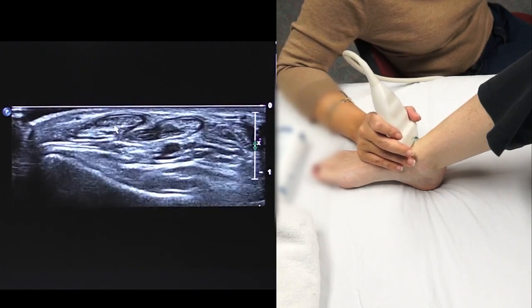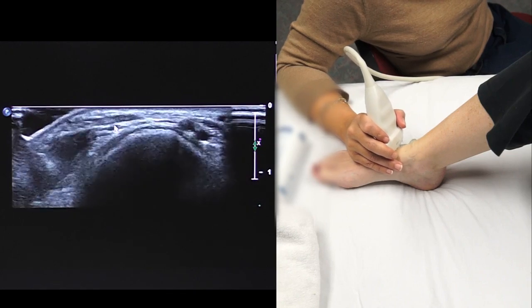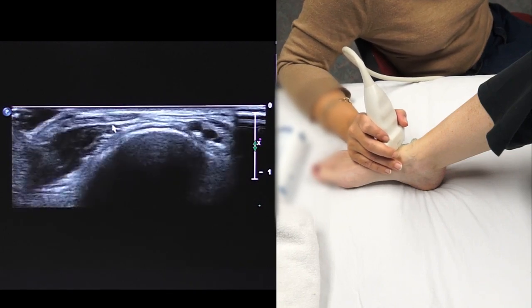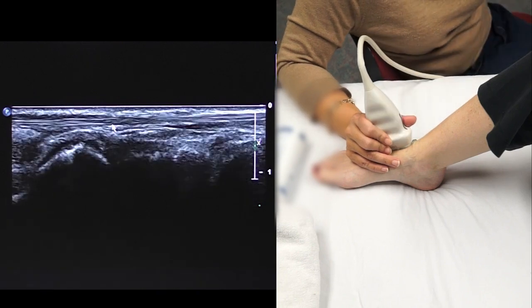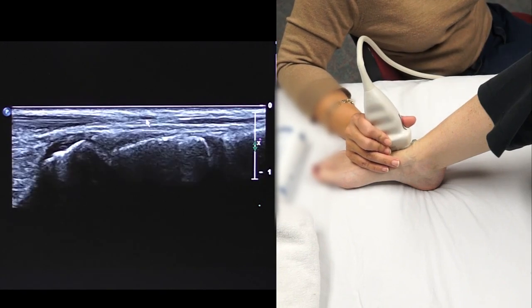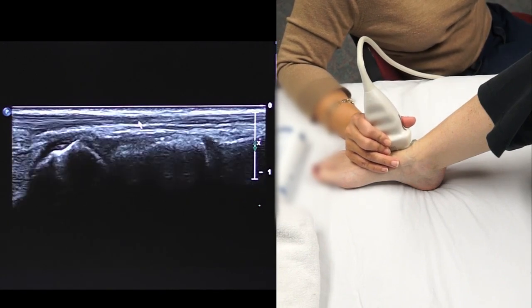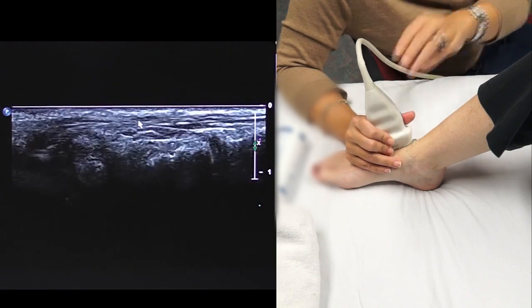So here is that extensor digitorum longus tendon. And again, you want to scan that in transverse and in long axis. And you can see the same architecture and the same appearance as other tendons.